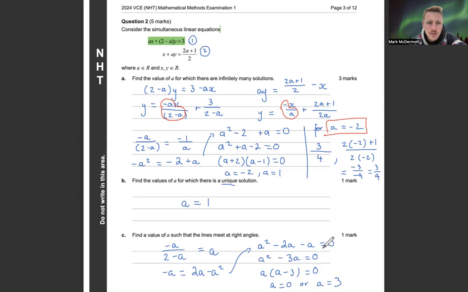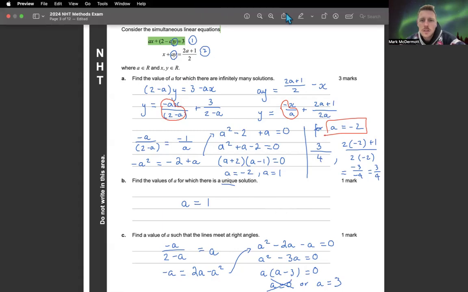Okay, we need to reject a equaling 0. Because if a equals 0, things don't work. Basically, your line is no longer a linear line. Because if this is 0, then you've got a problem. Similarly, if this is 0, you've got a problem. So reject that answer and say that a equals 3 is when the lines meet at right angles. Good stuff. 2 down.